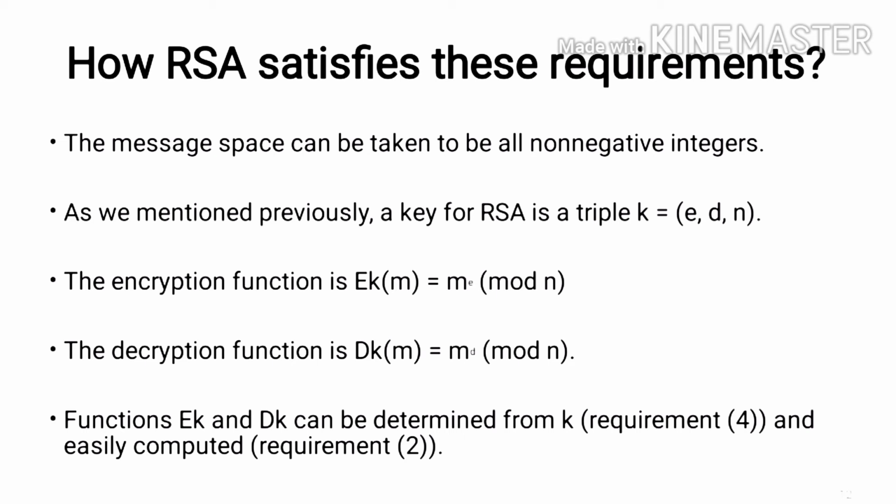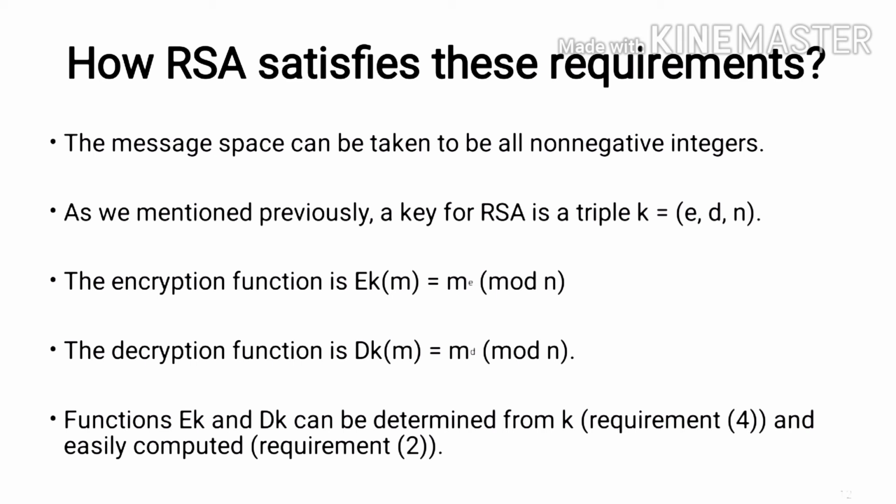All non-negative integers are considered for the message space. The key for RSA is a triple K equal to E, D, N. The encryption function is EK of M equal to M power E mod N, where we break M into blocks if M is greater than or equal to N. The decryption function is DK of M equal to M power D mod N. Again, M can be broken into blocks if needed.